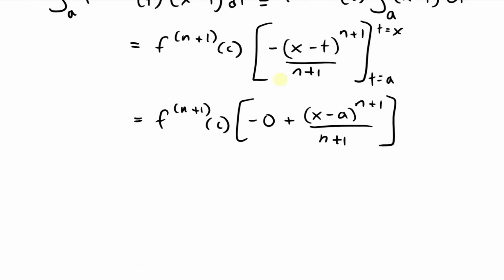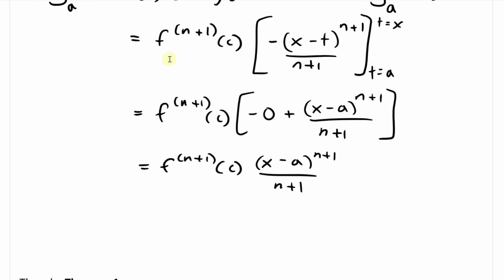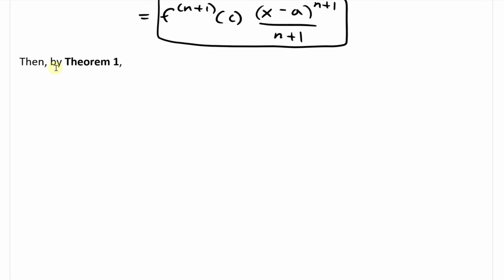bracket, like that. So what we have is the f n plus 1 derivative. This is the n plus 1 derivative of f at c. This is going to equal, multiply that by x minus a, like that, over n plus 1, to the power of n plus 1, like that. So that is what this integral equals. I'll just box this out right here. We'll need it soon. Alright, so now that we have this, let's scroll up now.